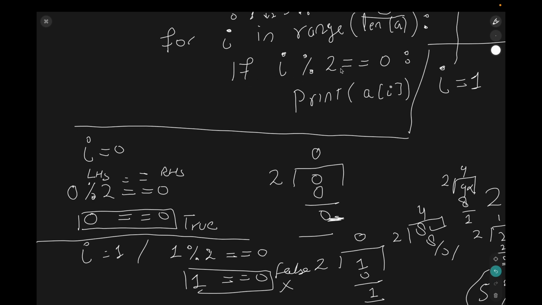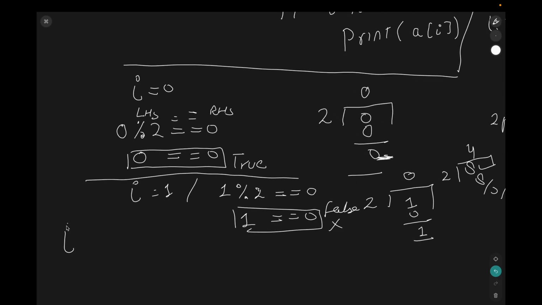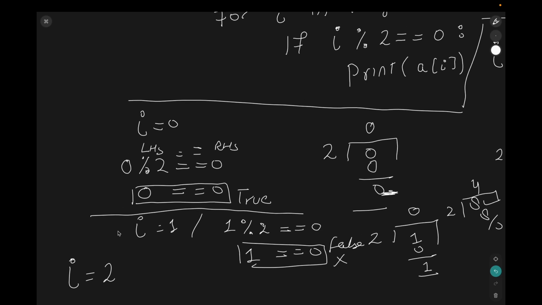That means if this condition is false, you will not go inside the if. This print is present inside the if, and this if is present inside the for loop, right? So once this condition is false, will you go inside the if? No, you will not go inside the if. From here you will be again going back to this for loop. Getting this point?